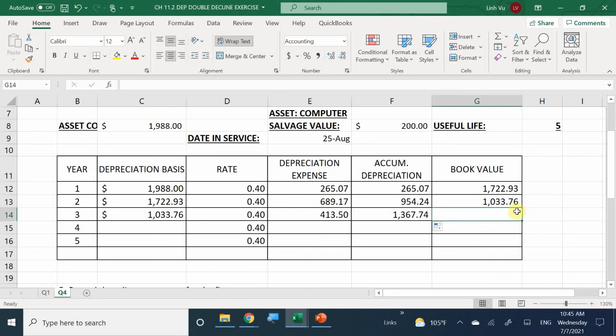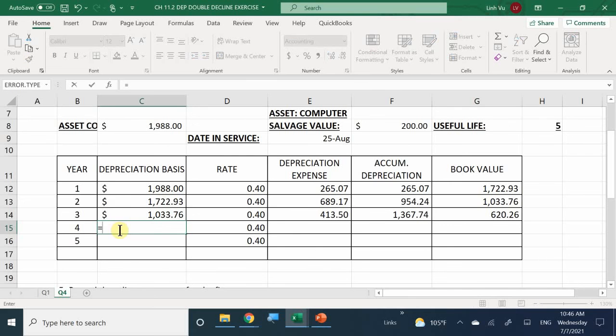And then I have the book value as 371.16. No, I did not get that. I think that's my other. 620.26. Excellent. Okay. So now that I solved for that, I can go ahead and bring that value down.